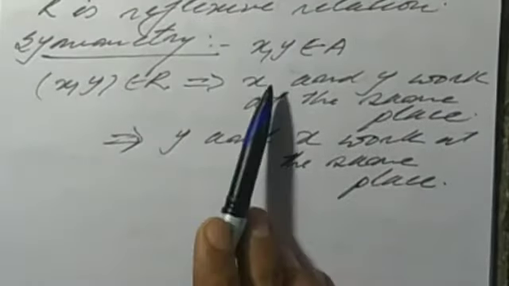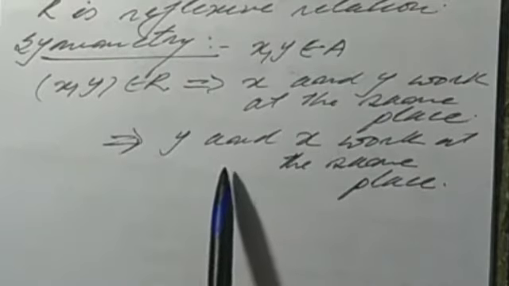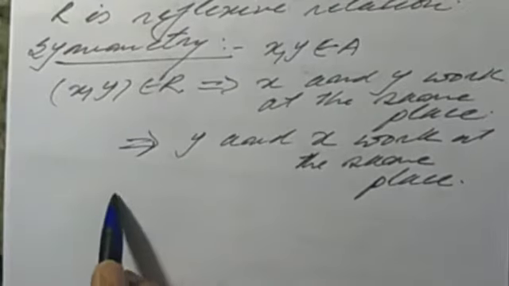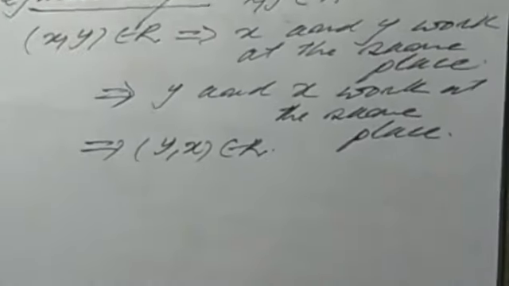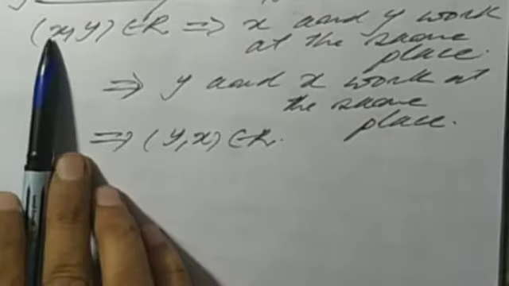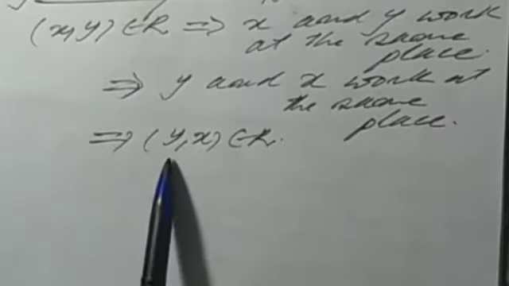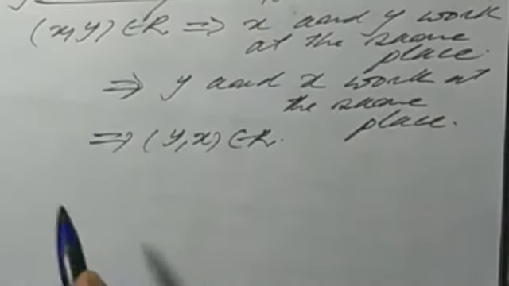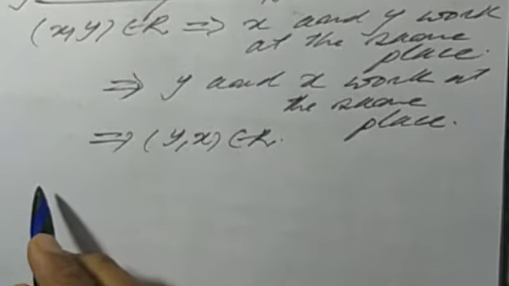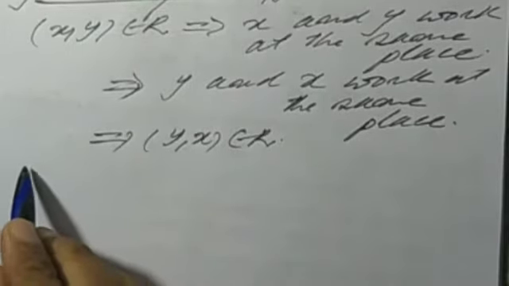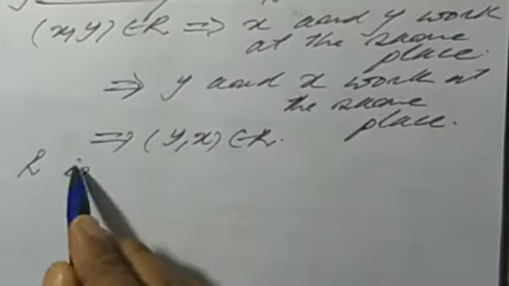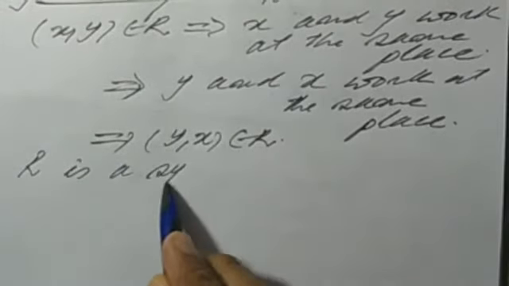That is, if we interchange X and Y in the statement, the meaning of the statement doesn't change. So it implies that (y, x) must also belong to R. So we have shown that if (x, y) belongs to R, then (y, x) must also belong to R. So the criterion of symmetry is satisfied. Thus R is a symmetric relation.